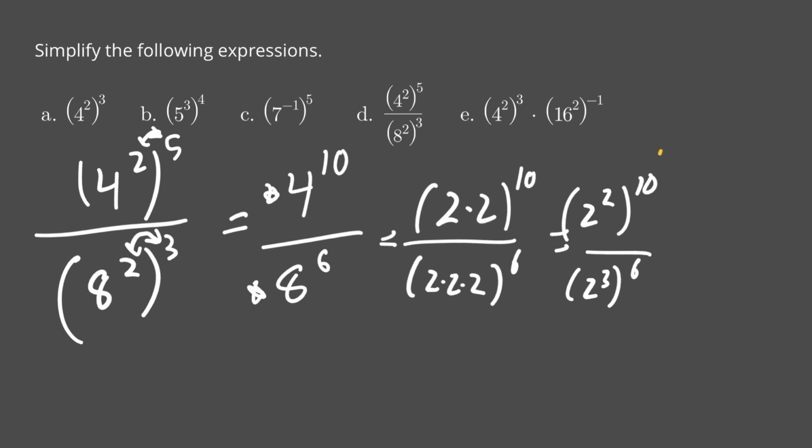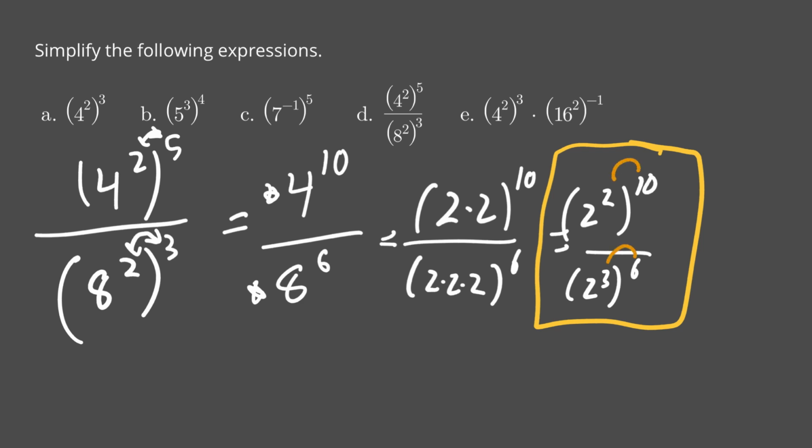Okay, this fraction is basically the same problem we started with, just with things broken down a little bit further. So let's simplify. Again, we will multiply our exponents together to give us, for the numerator, 2 to the power of 20, all divided by 2 to the power of 18.